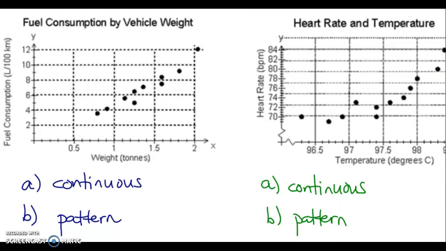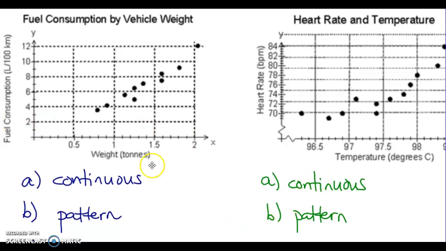Moving on, fuel consumption by vehicle weight. So my x-axis is the weight in tons. My y-axis is fuel consumption in liters per 100 kilometers. So weight can be broken down into smaller components, and so can fuel consumption. You see that when you go to a gas station, number of liters purchased, there are always decimals in there. So this is continuous data. If I were able to connect my points with a straight line, it would be a solid line.